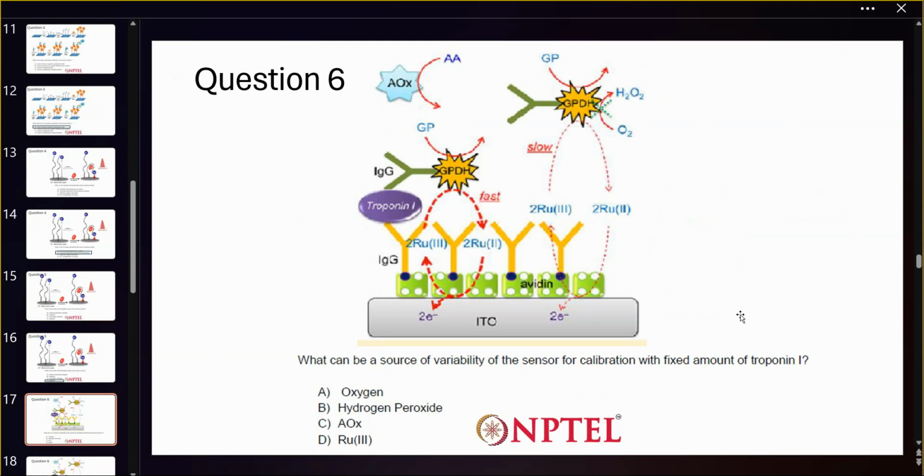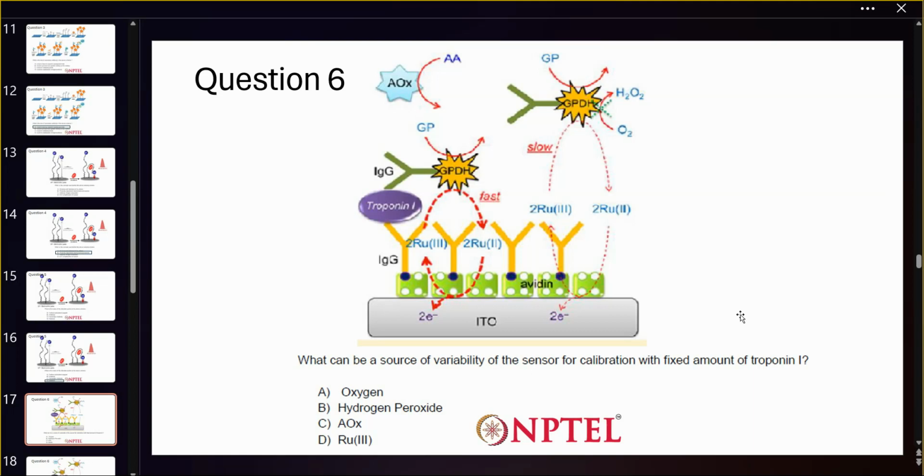Now coming to the third setup. Basically this is an indium tin oxide substrate. It has avidin, which will be attached to an immunoglobulin antibody, because avidin has high affinity to immunoglobulin. Troponin is the analyte or antigen, whatever you can choose. Then you have a secondary immunoglobulin antibody labeled with GPDH.